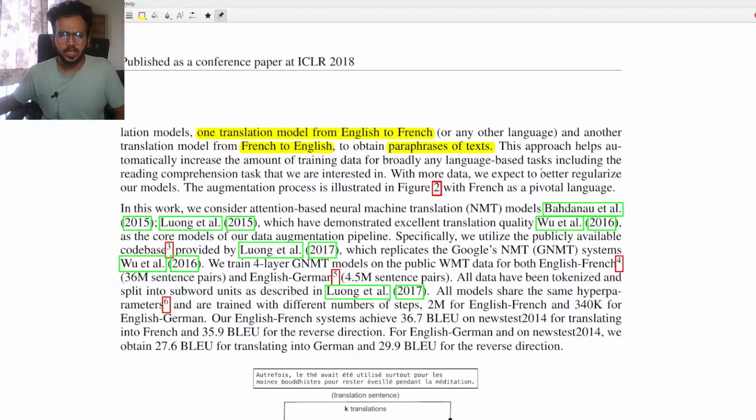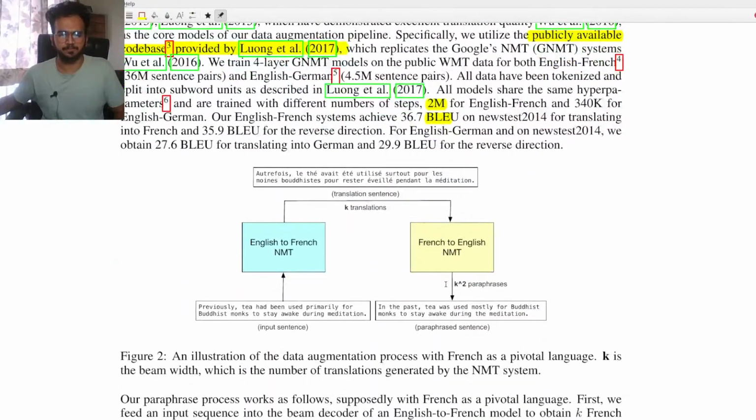Now how this was done: they considered attention-based neural machine translation models, which have demonstrated excellent quality results. Specifically, they use the publicly available code base which replicates the Google GNMT system, Google Neural Machine Translation. They train a 4-layer machine translation model, and give details like the BLEU score they get and the size of the dataset they were trained on.